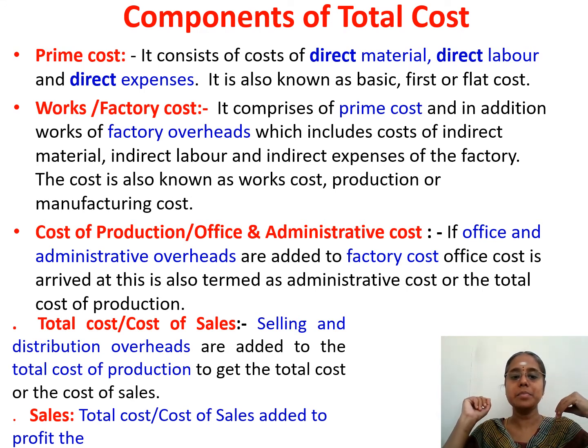Then the fourth item is total cost or cost of sales. This includes the cost of production plus the selling and distribution expenses. So this is the final cost, and if you add the profit along with that, then it becomes the sales. So these are the 5 items in your cost sheet, and you have to follow this order and no change of terminologies can be used because it is a cost sheet prescribed format.